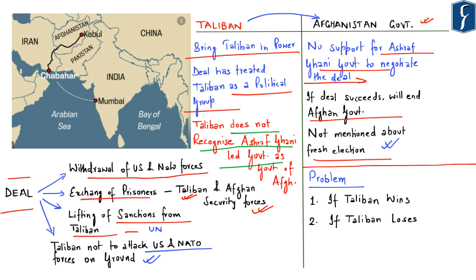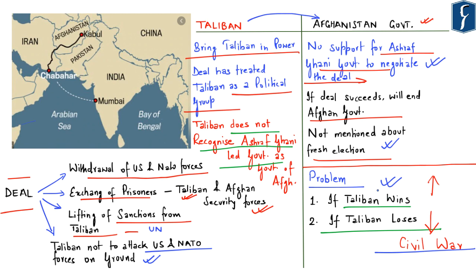Now, there are two aspects to this problem. First, what happens if Taliban wins? And second, what happens if Taliban loses? In either case, there is a chance of civil war looming large on Afghanistan soil. If Taliban wins, then it will be the end of the civil government of Afghanistan, and it will try to occupy the capital of Kabul. And if Taliban loses, that is if their peace deal does not succeed, then there is a high chance of war between Taliban forces and the Afghanistan government.